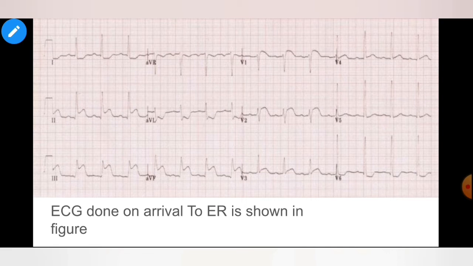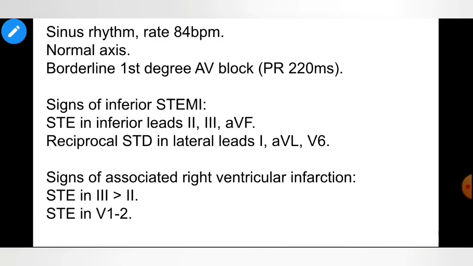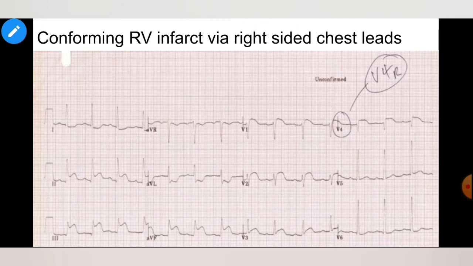So now this EKG strip has shown me that there is ST elevation in leads 3, 2 and aVF with possible evidence of RV infarct. So now I'm going to confirm whether RV infarct is definitely there or not. The way I'm going to do it is to record an EKG while using right-sided chest leads. So here is the EKG of the patient with right-sided chest leads.